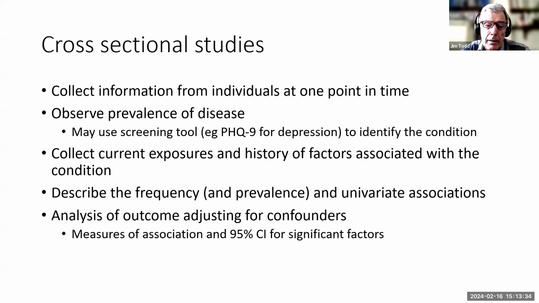find out what might have happened in the past, which would contribute to the outcome that we're looking at here. We might then describe the frequency and the prevalence of our conditions, and we'll then describe the associations between our exposures and our outcome. But for the analysis of that outcome, we might then do a more advanced analysis where we're going to be adjusting for confounders, and we will then be able to get measures of association and 95% confidence intervals for our significant factors there.